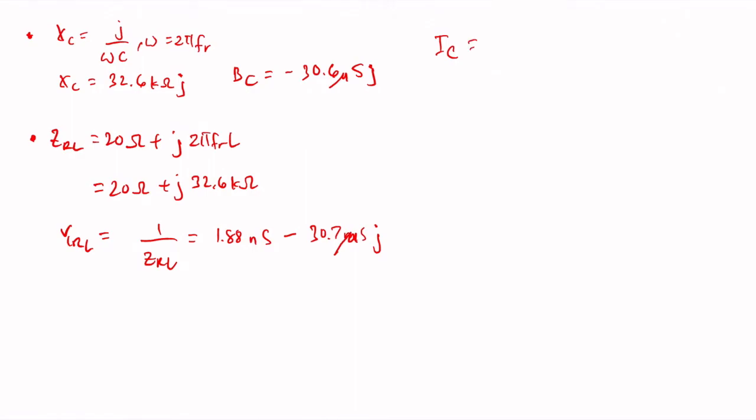Now we can solve for the current through the capacitor. The current through the capacitor is given by VS times the magnitude of BC. The magnitude of BC is 30.6 microsiemens. So that's 6.3 volts times 30.6 microsiemens. This gives us 0.19 milliamperes.